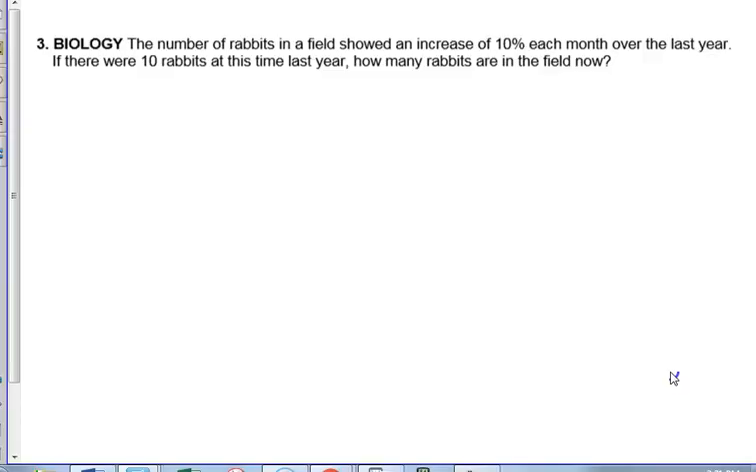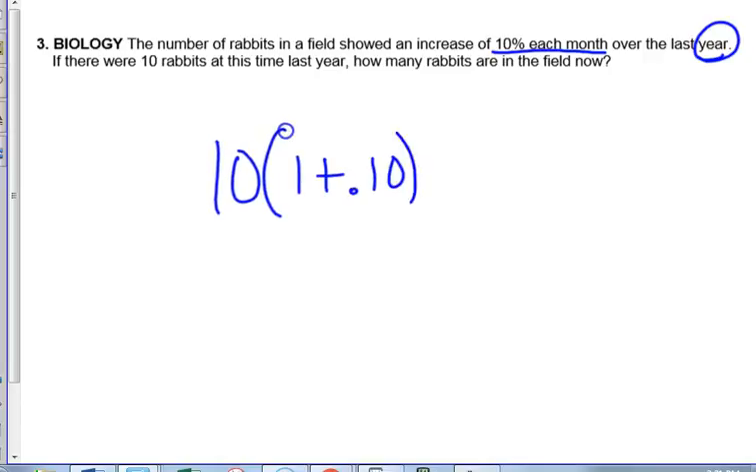All right. I'm just going to set up a couple of these real fast. Is that okay? Sure, why not? A number of rabbits in a field shows an increase of 10% each month over the last year. There are 10 rabbits at this time last year, so the original amount was 10. We're growing at a rate of 10% each month. So if we want months to years, though, what power are we going to raise this to?